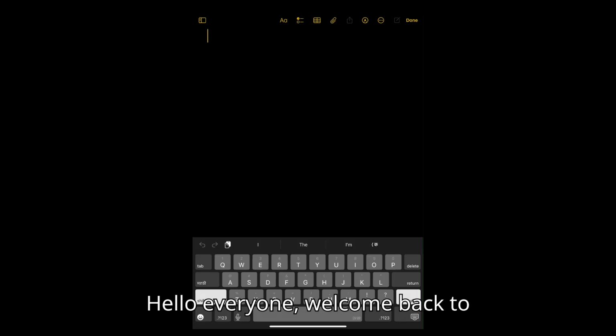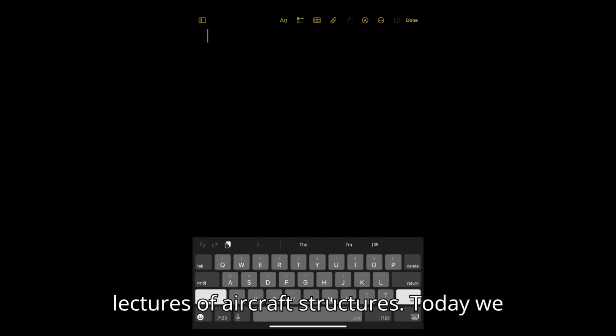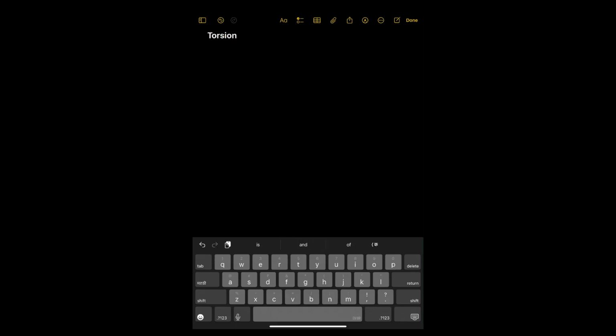Everyone, welcome back to lectures of aircraft structures. Today we are going to learn about torsion of non-circular shafts.